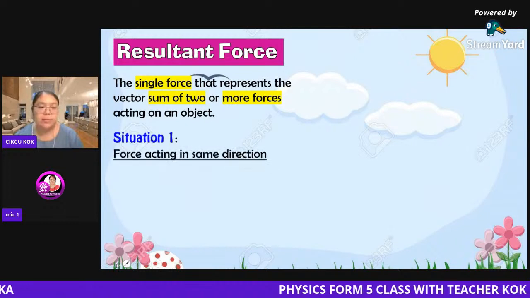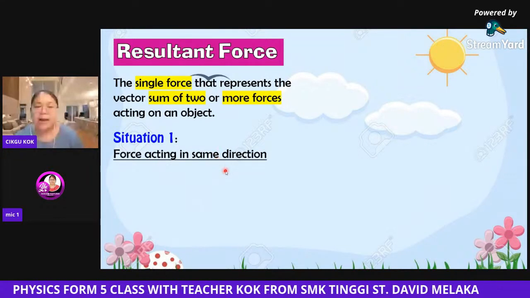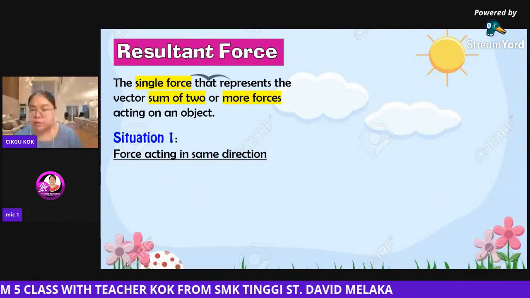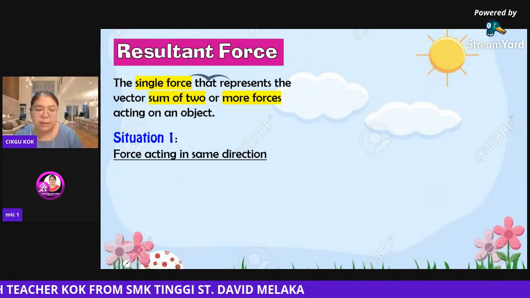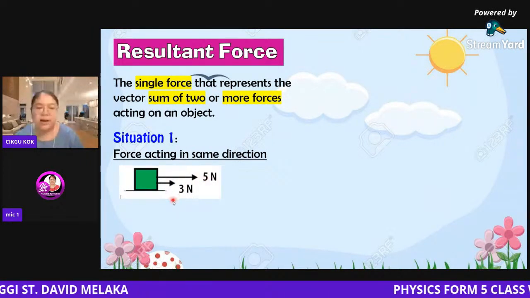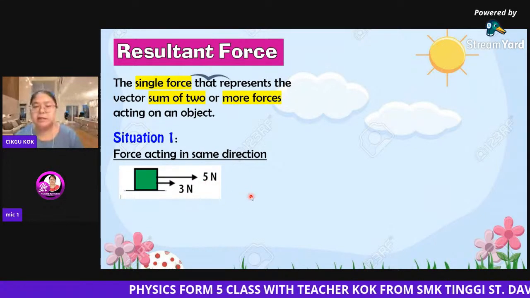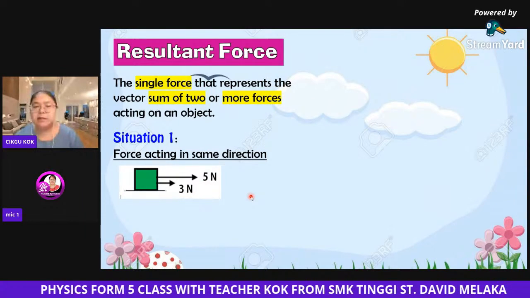Okay, so from here, the first situation for resultant force is forces acting in the same direction. I think students have no problem with this question because the direction is the same, so we just plus together. So from here, 5 and 3, same direction, so we just plus. If I just answer 5 Newton, is it correct or not?